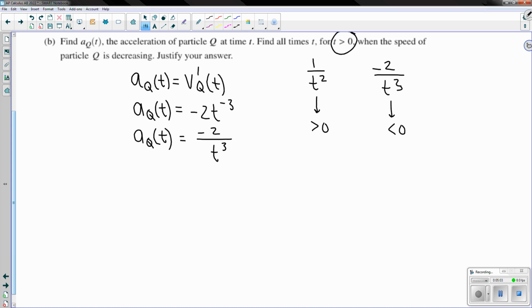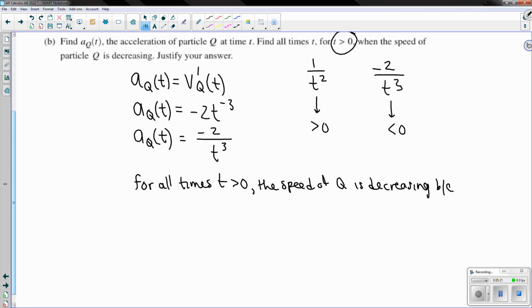So we're going to say for all times t greater than 0, the speed of Q is decreasing because the velocity is greater than 0 and the acceleration is less than 0.